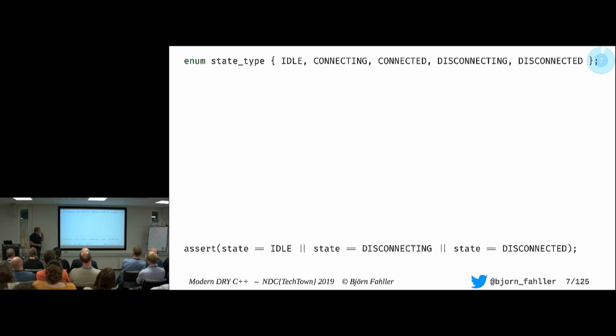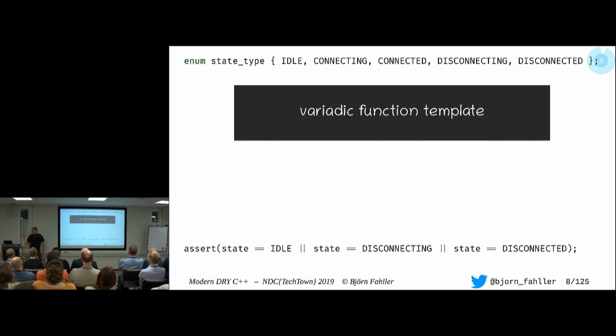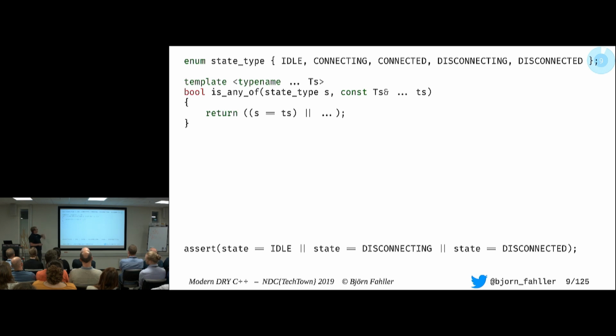So if we go to this, we have this state type and this assertion. And as I said, I'm annoyed with this. So what can we do to get rid of this annoying repetition? So we can try a variadic function template, sort of like this. A function template that takes a state type and takes the alternatives that we're checking for. We test these with a fold expression.